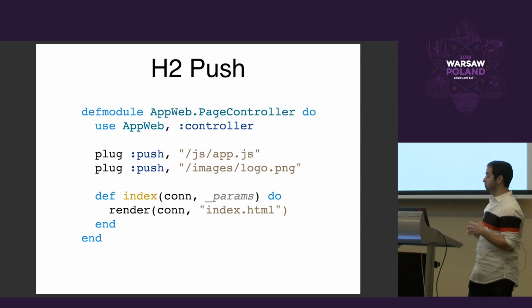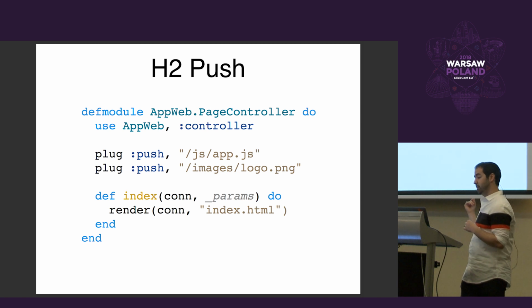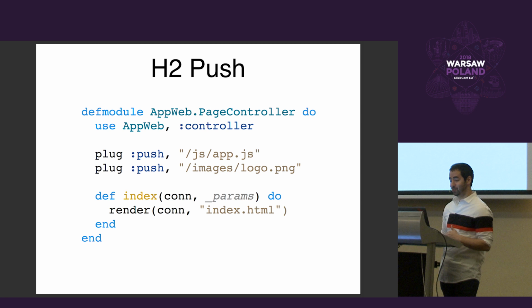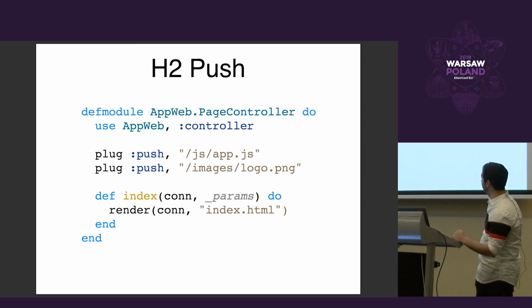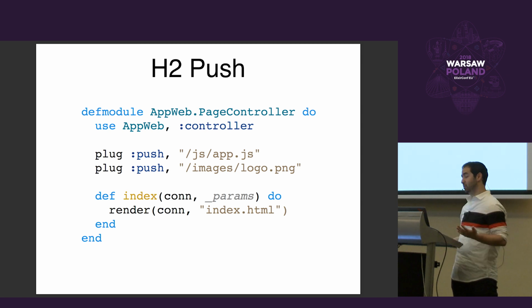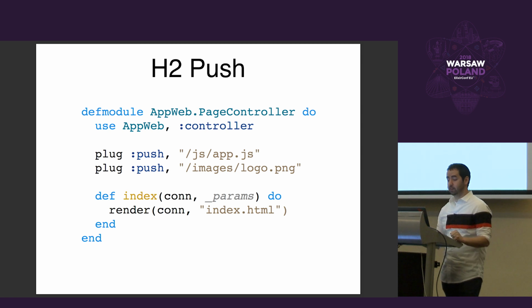And the nice thing with plug is this will be backwards compatible. If you're running Cowboy 1, you could still do plug push and it won't blow up. So it will let you gradually update to H2. There's a push bang as well that will raise, but by default, if the adapter doesn't support it, it will just passively continue, and the browser will have to fetch as normal.